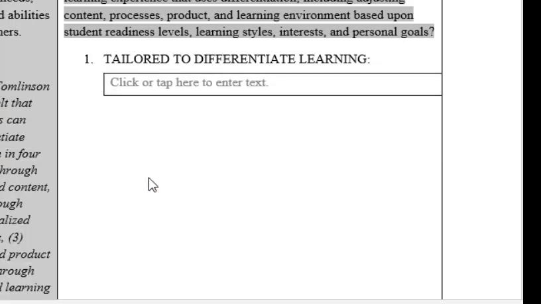As we go down even farther, we get to the term tailored. T stands for tailored. How is this lesson organized for a technology-enhanced learning experience that uses differentiation, including adjusting content, processes, product, and learning environments based upon student readiness levels, learning styles, interests, and personal goals? How is it tailored to the different needs of your students?